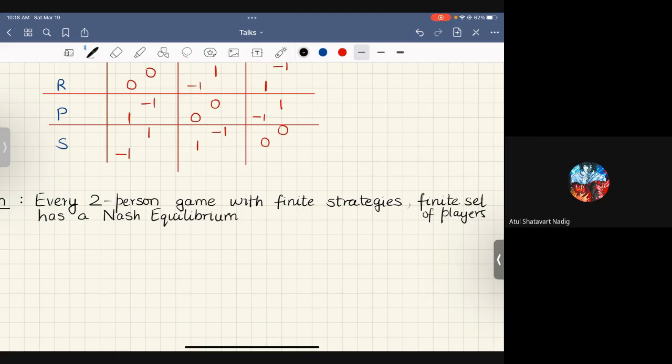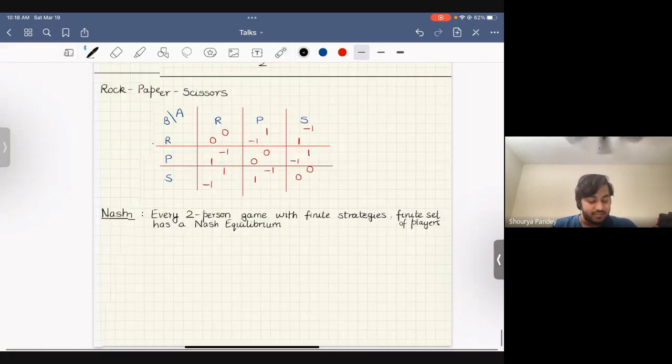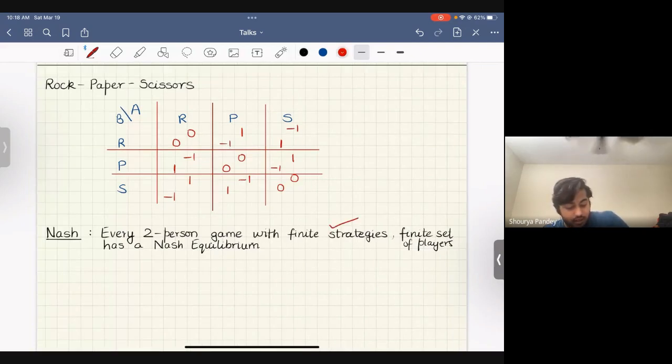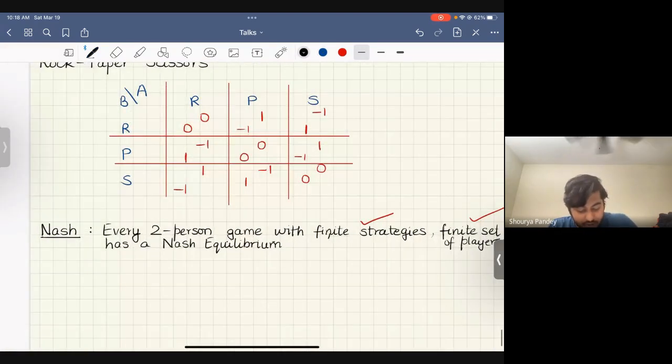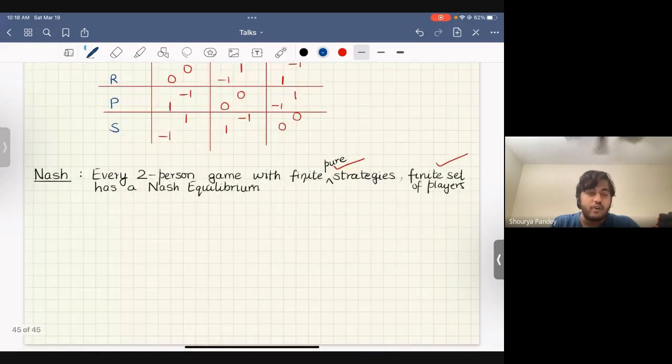No. Okay, but you are trying to violate something here, right? Because clearly there is some sort of a violation. So actually, it is finite strategies and it is a finite set of players. But when I say finite strategies here, what I mean is finite pure strategies, and I'll define what that means. And actually, let me define what a mixed strategy means.